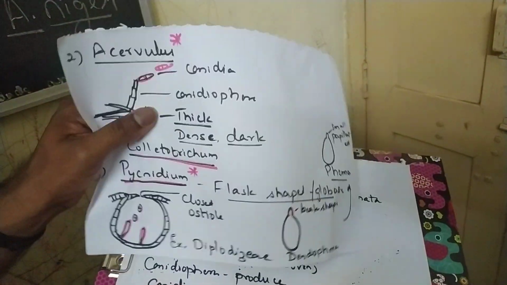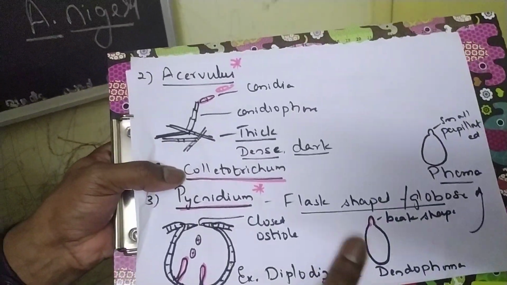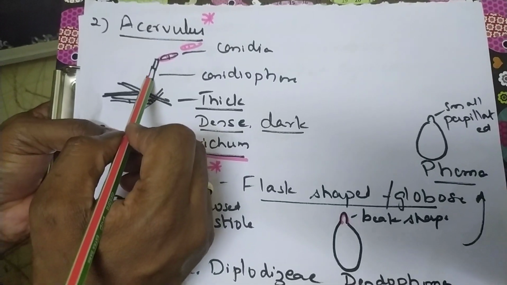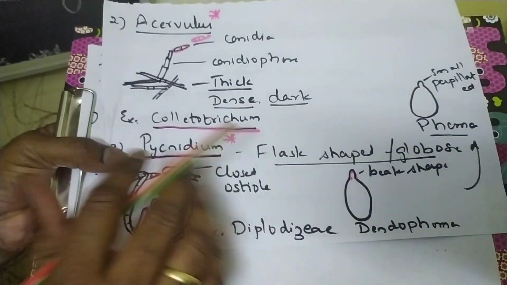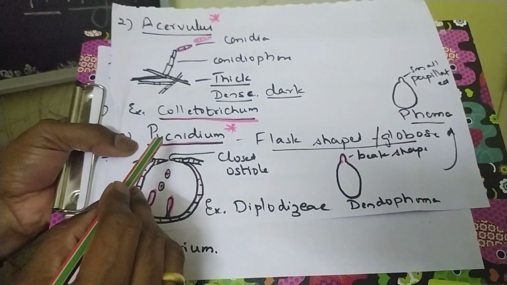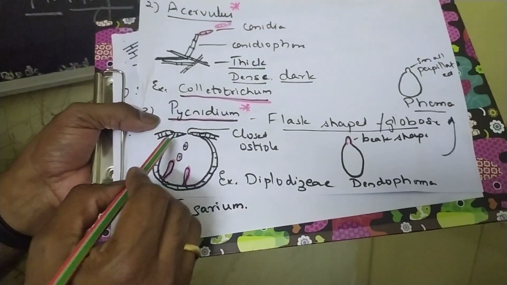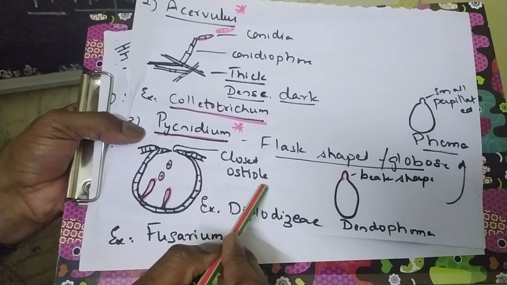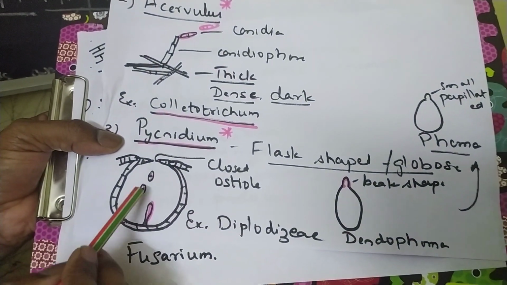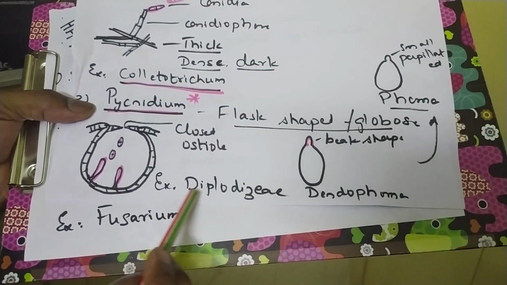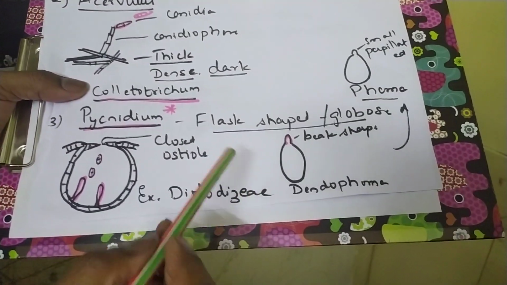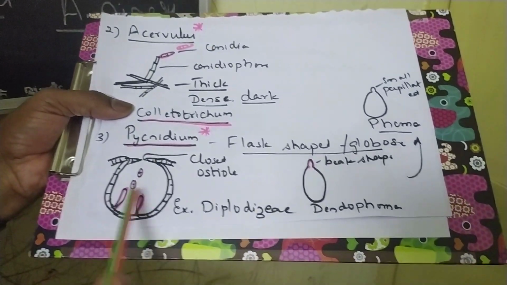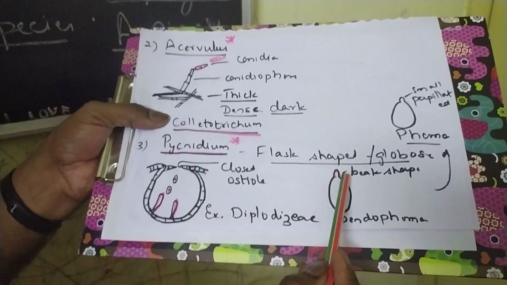And I was telling you about the acervulus. See the difference? In acervulus, it is very thick, dense, and dark. Conidiophores are septate, giving rise to conidia. Example, Colletotrichum. Another structure is called pycnidium. Pycnidium is a flask-shaped structure with an opening called the ostiole. Inside this, you find the conidiophores developing conidia. Example is Diplodia.